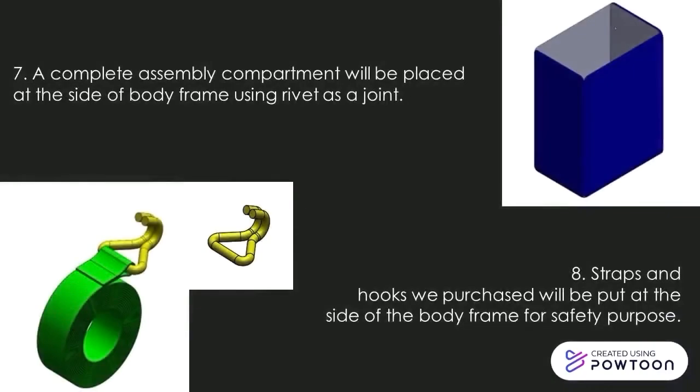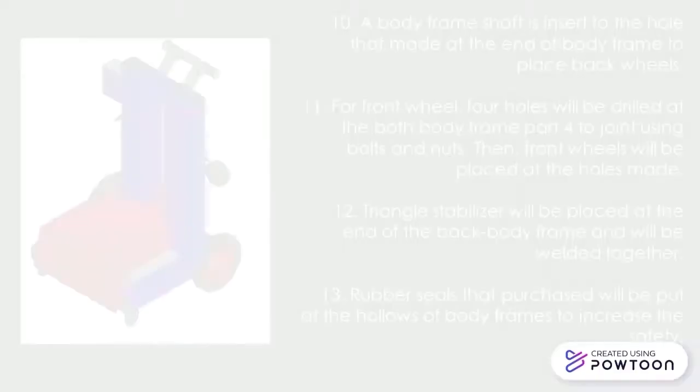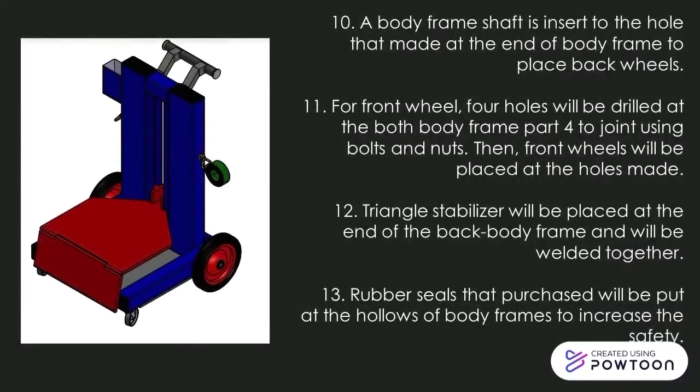A complete assembly compartment will be placed at the side of the body frame using rivet as the joint. Straps and hooks we purchased will be put at the side of the body frame for safety purposes. A body frame shaft is inserted through the hole made at the end of the body frame to place wheels. For front wheels, 4 holes will be drilled at both body frame part 4 to join using bolts and nuts. Then, front wheels will be placed at the holes made. Triangle stabilizer will be placed at the end of the back body frame and will be welded together. Rubber seals that were purchased will be put at the hollow of the body frame to increase the safety.